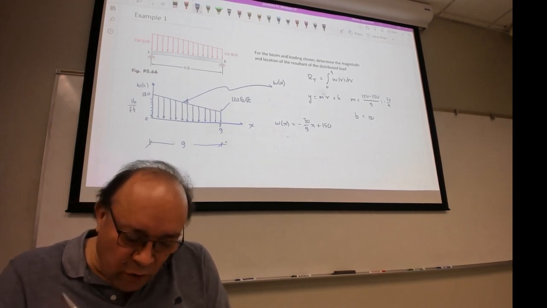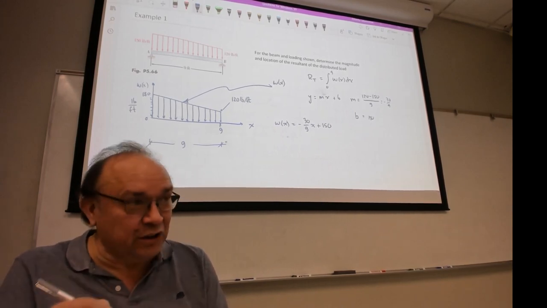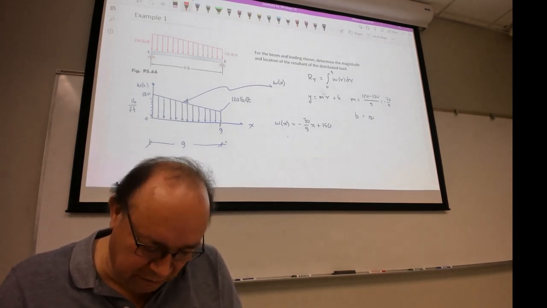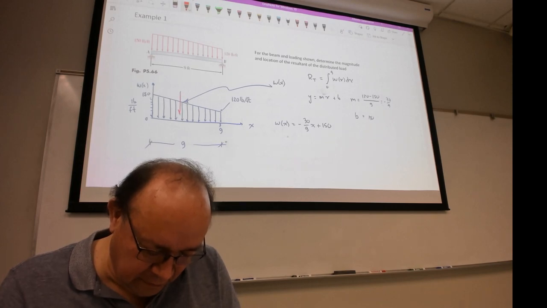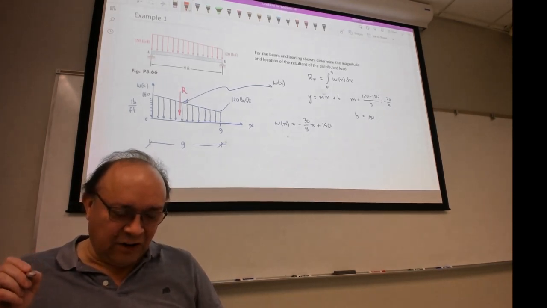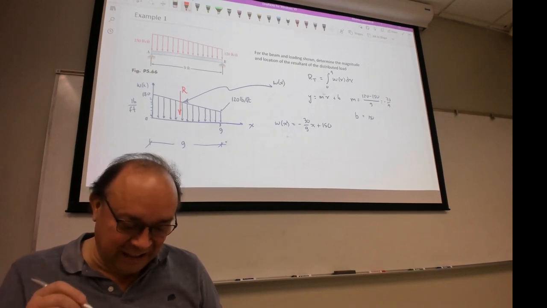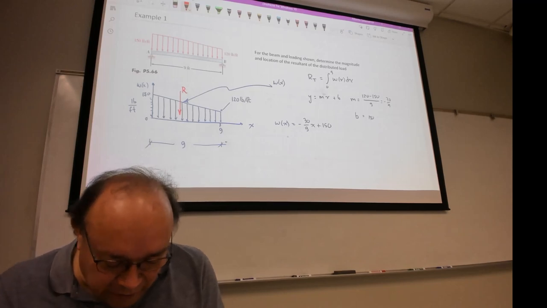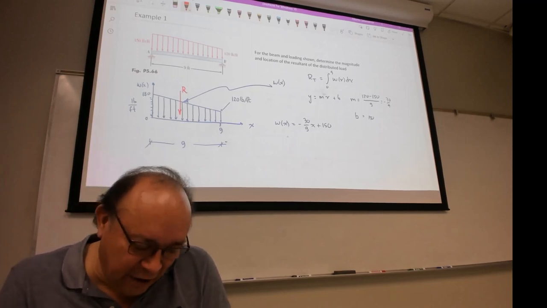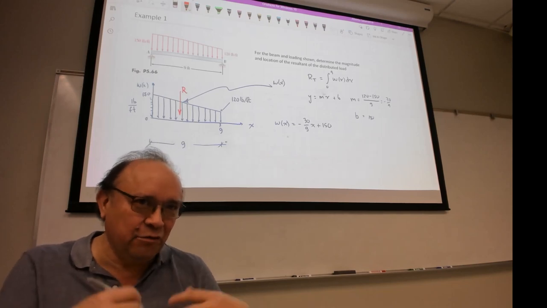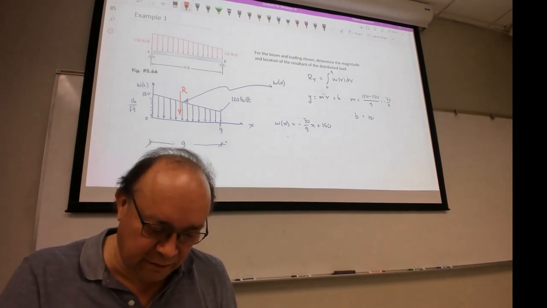So if we want to find the resultant, let me put the resultant right here. This is, let's call it resultant. I know why I changed it later. I'm going to tell you in a second. So what is the magnitude of that resultant? Well, it's the area of that trapezoid, right? We're going to do it as an integral and then check if it's really the area of the trapezoid.